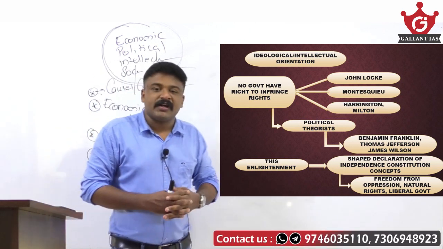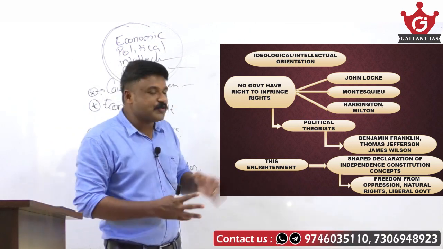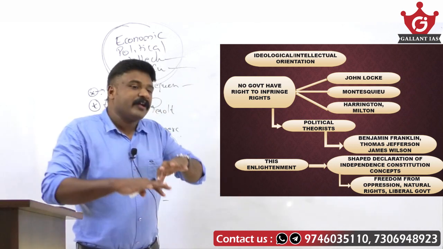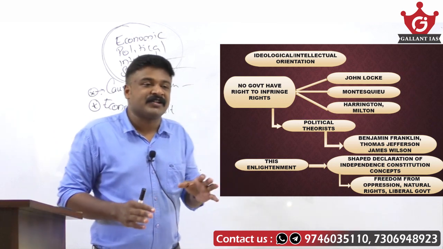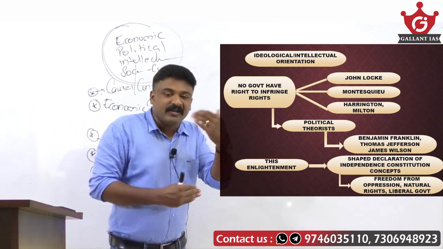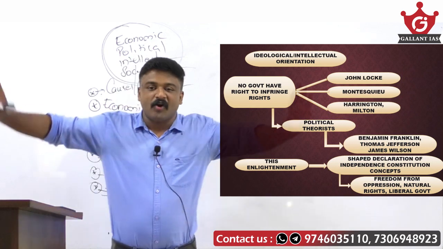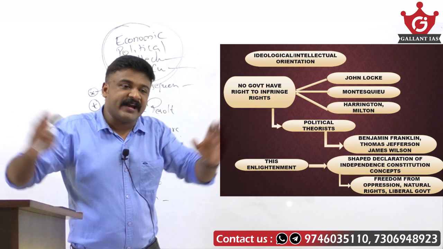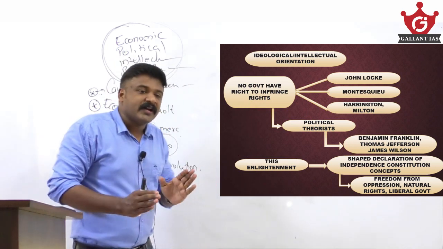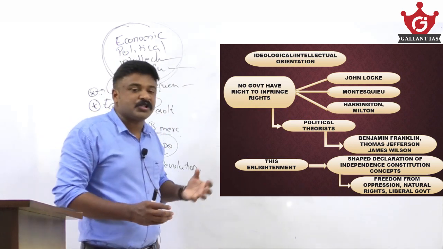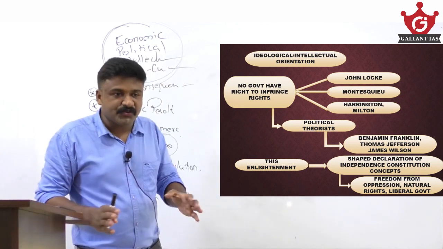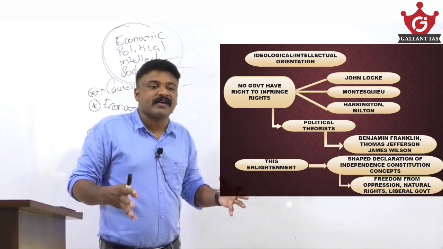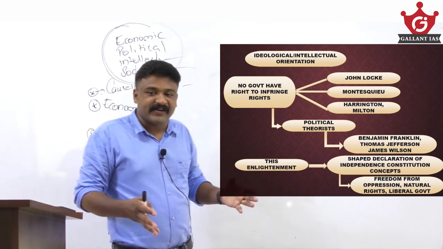Now again, there were intellectual reasons. You can see John Locke, Montesquieu, Haddington, Milton, they all promoted the idea that no government has the freedom to infringe the rights of the people. Government is supposed to protect the rights of the people. Government has no right to take away or infringe the rights of the people. Such ideas of democracy, people's government, and people's sovereignty were being promoted by such great thinkers of the 18th century.